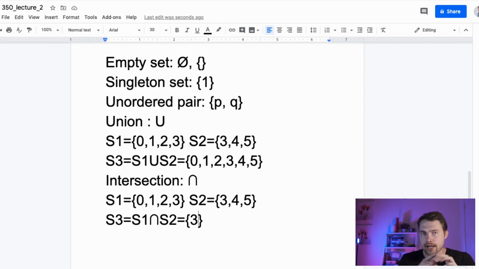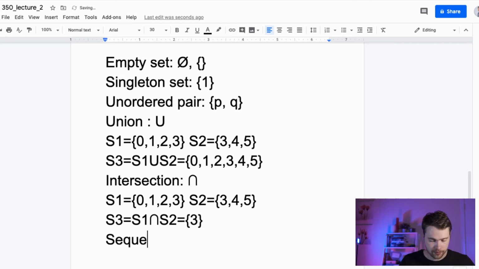Okay, so intersection of 2 sets is a separate set, a new set, which contains elements that are in both S1 and S2, which are in both first and second set. Cool, moving on.